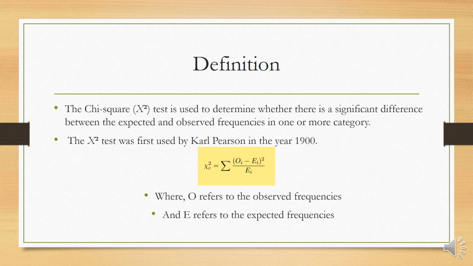Now the definition. The chi-square (X²) test is used to determine whether there is a significant difference between the expected and observed frequencies in one or more categories. The X² test was first used by Karl Pearson in the year 1900. Now in this yellow rectangular box is the formula of the chi-square test, where O refers to the observed frequencies and E refers to the expected frequencies.